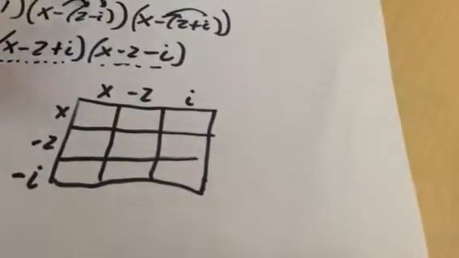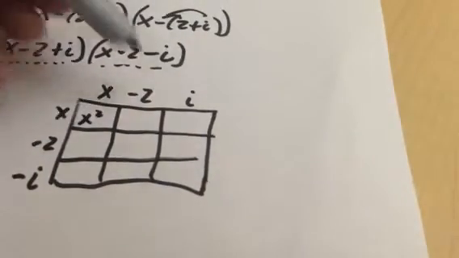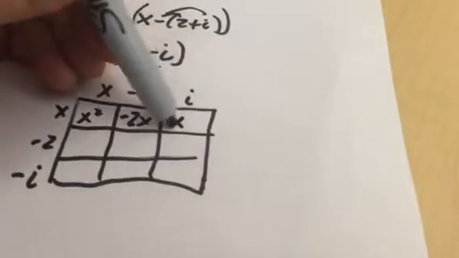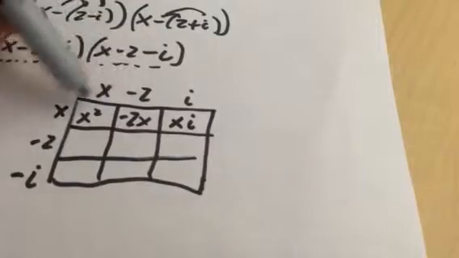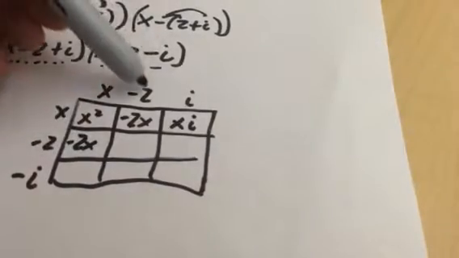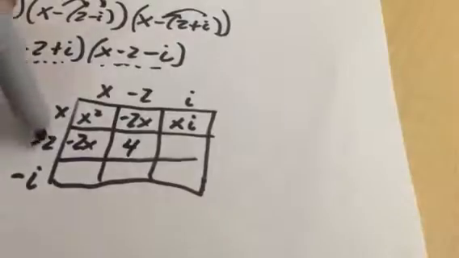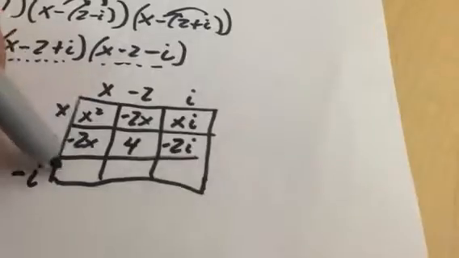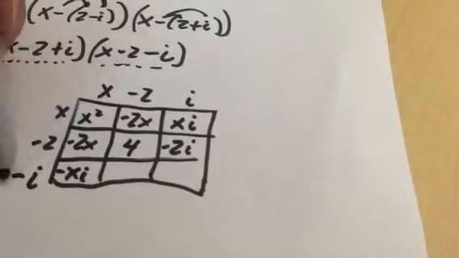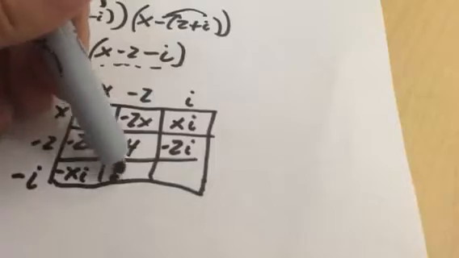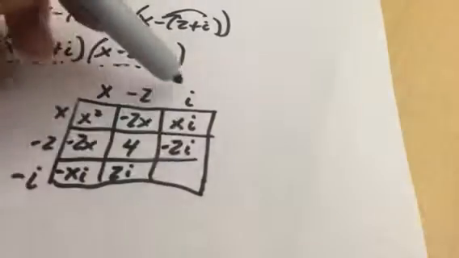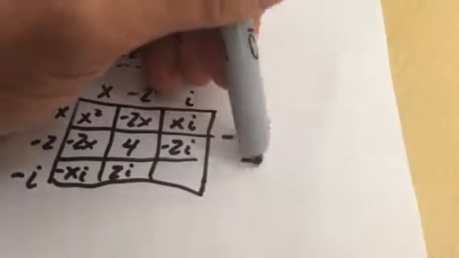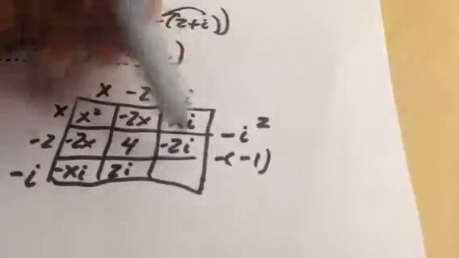So let me start to throw some pieces together here. X times x is x squared. Negative 2 times x, negative 2x. X times i is just xi. My next piece, x times negative 2 is negative 2x. Negative 2 times negative 2 is positive 4. Negative 2 times i is just negative 2i. Keep going. Negative i times x, negative xi. Negative 2 times negative i is, negative times negative is positive, positive 2i. And then this last one, i times negative i, it's going to give me a negative i squared. Remember, i squared is negative 1. So it's a negative negative 1, so it's a positive 1.